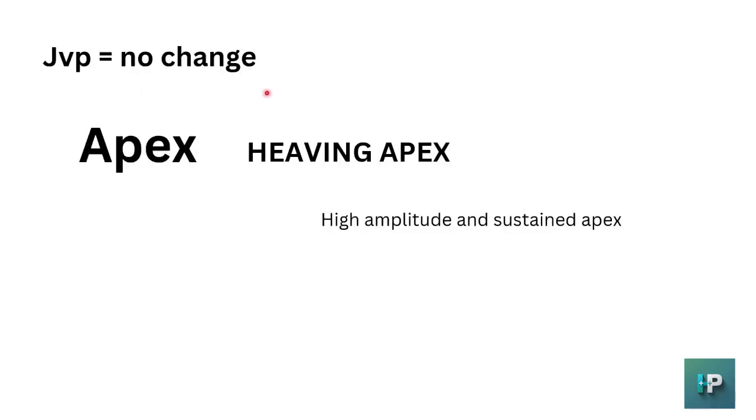No change in JVP. As it is a left-sided disease, there is no connection between JVP and left ventricle. And apex. Apex will be a heaving apex. It is due to the concentric hypertrophy. And the mechanism is the high amplitude is due to the increased pressure by increased contraction of the left ventricle. And sustained apex is due to more time being needed in this case. So apex will be high amplitude and sustained.